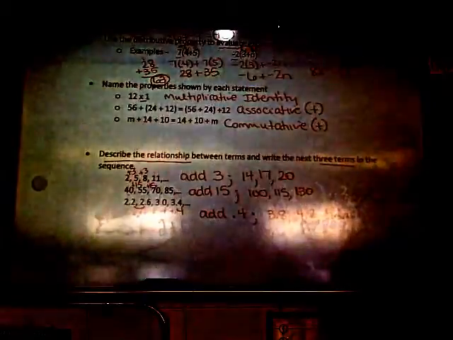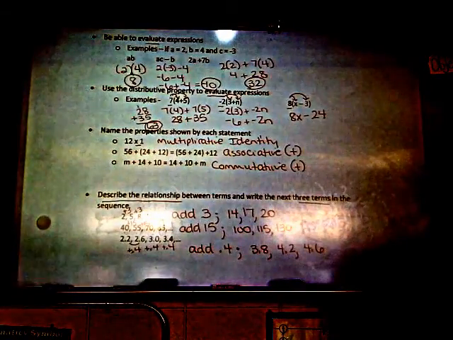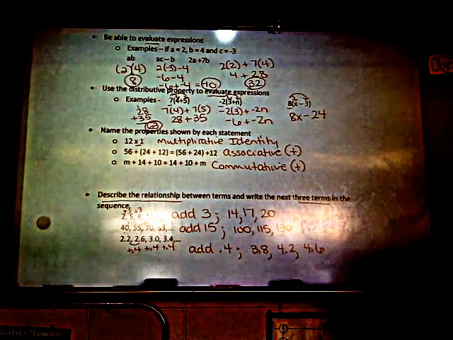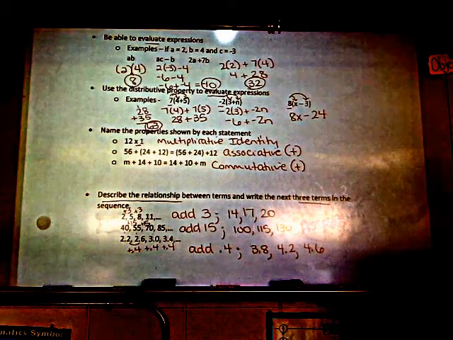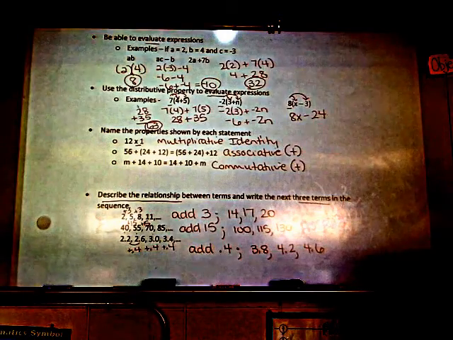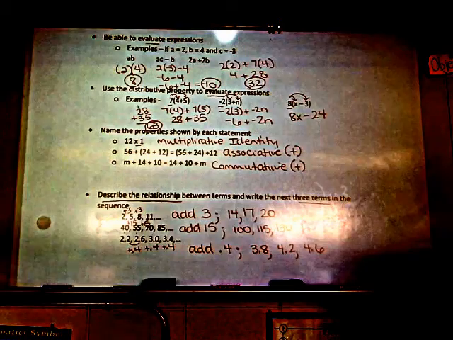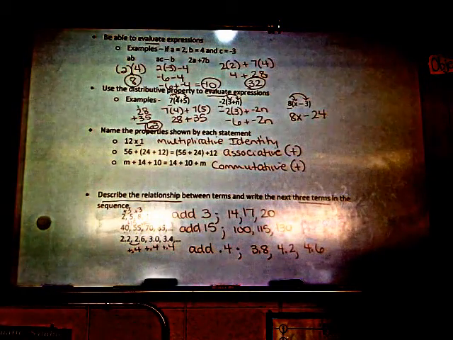Okay, so again, as we take a look back, these 4 bullets here are going to be the main things that will be on your quiz, again, over lessons 1, 2, 3, and 4 of chapter 5. Go back and ask yourself, can you evaluate expressions? Can you use your distributive property to rewrite and evaluate? Can you name or identify properties shown? And then can you describe the relationship and list the next 3 terms of your sequence?